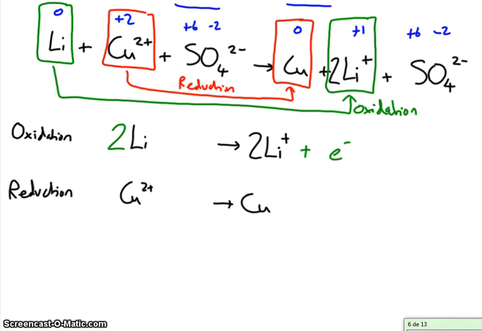How many positive charges do I have on the right? There is a big 2 in front of that Li plus. So how many electrons do I need? 2. That is now balanced. I haven't had to add waters or H pluses, which makes life easy for me.